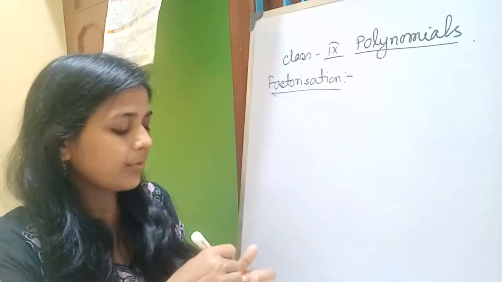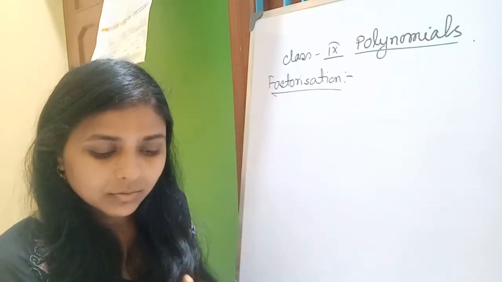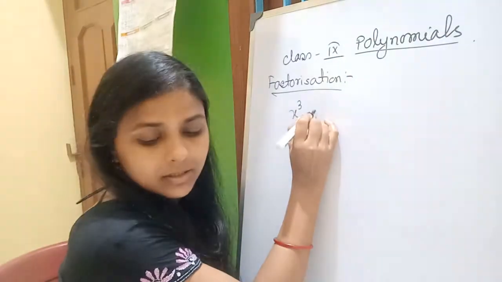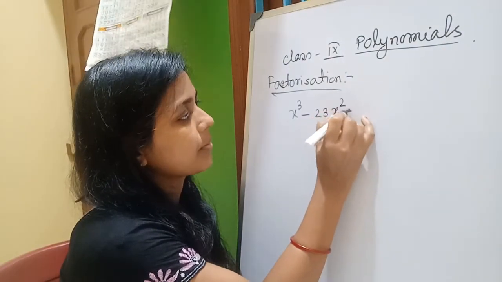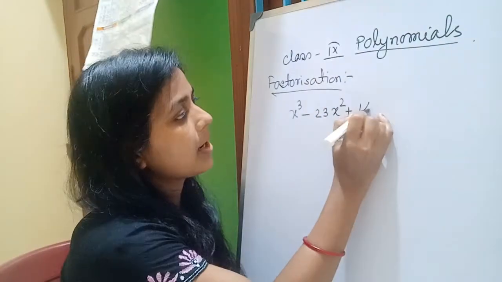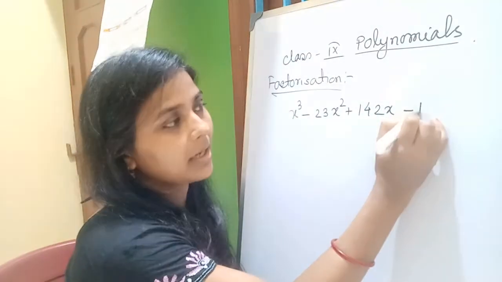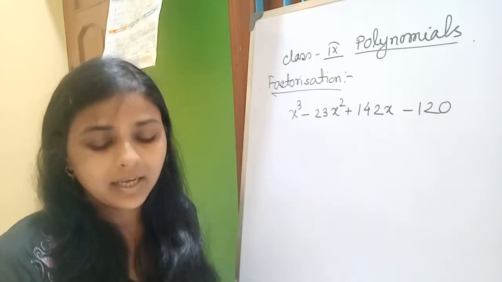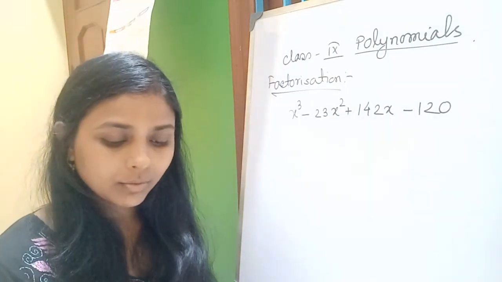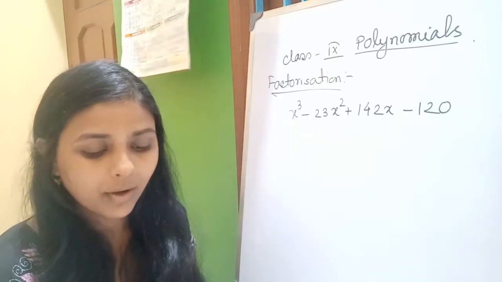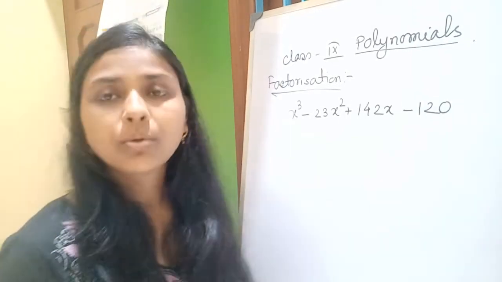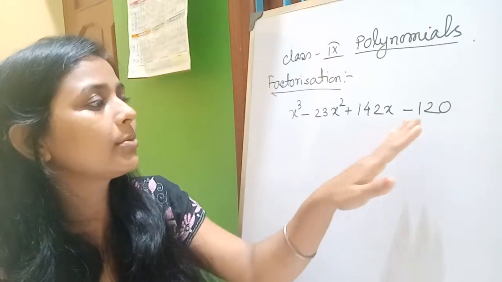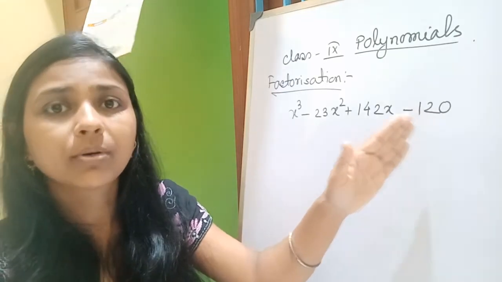For that I am taking one question from your book, that is x cube minus 23x square plus 142x minus 120. We need to factorize it and find out the values of x from this. So first, what we will do? First we will look at the factors of 120.